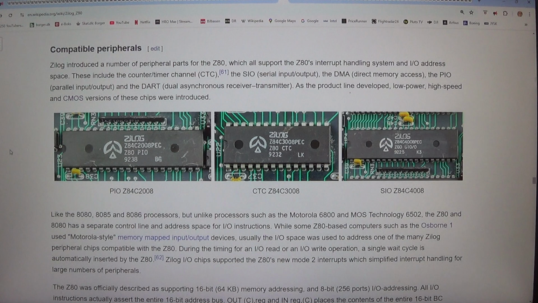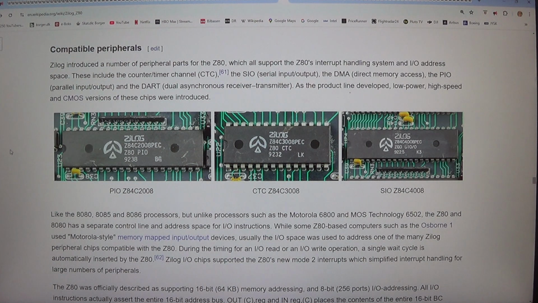1. PIO Z84C20. 2. CTC Z84C30. 3. SIO Z84C40.